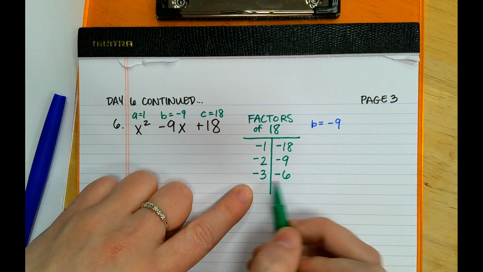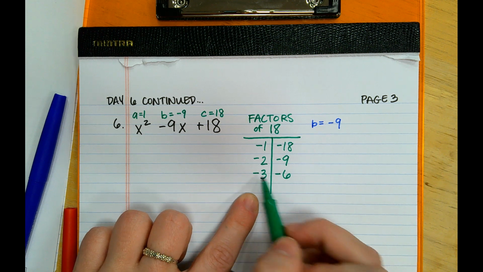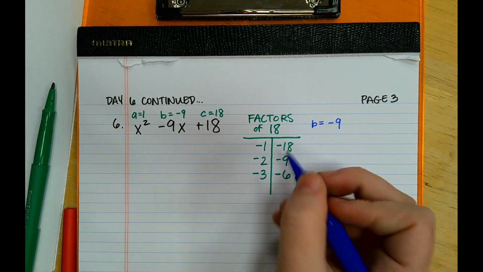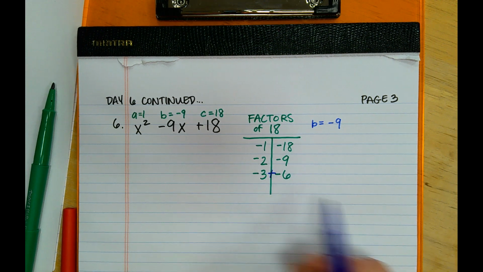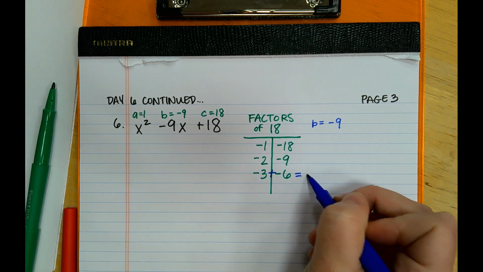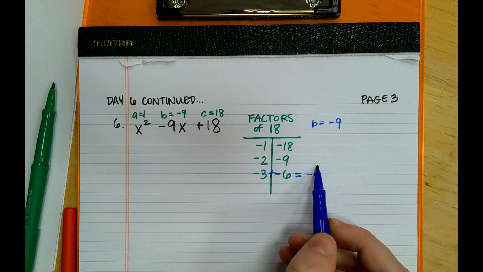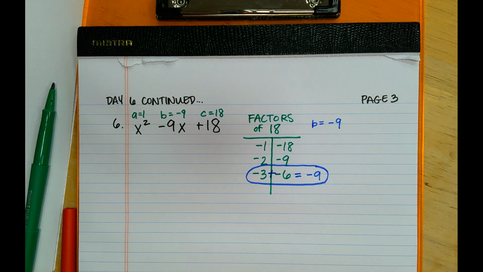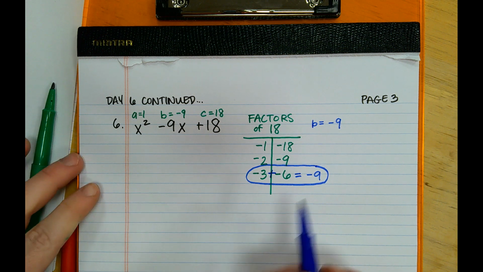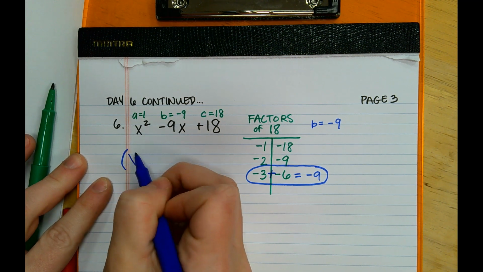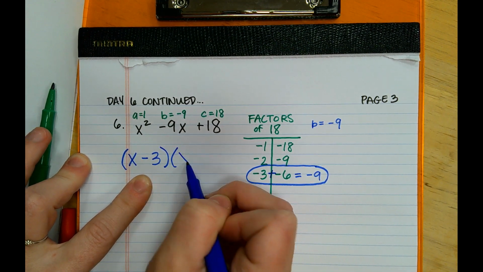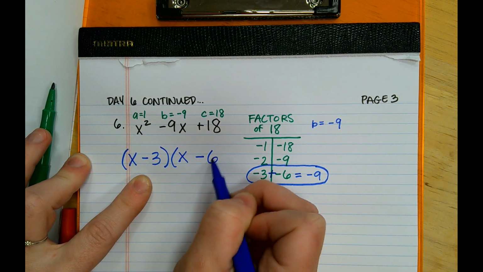And guys, I'm doing some of this addition in my head. I know 3 plus 6 is 9. So why don't we double check? What's negative 3 plus negative 6? Negative 9. That's what we wanted. So what is our answer going to be? What do we write in our parentheses? Yeah, x minus 3 and x minus 6.